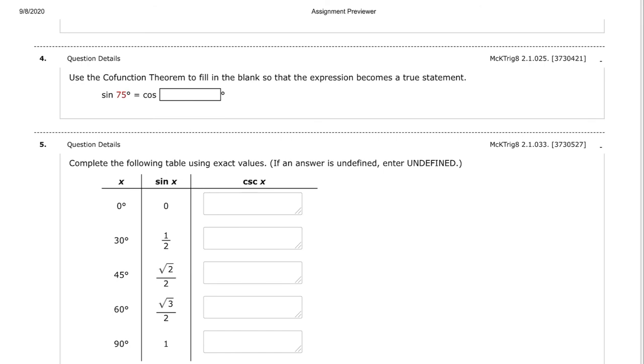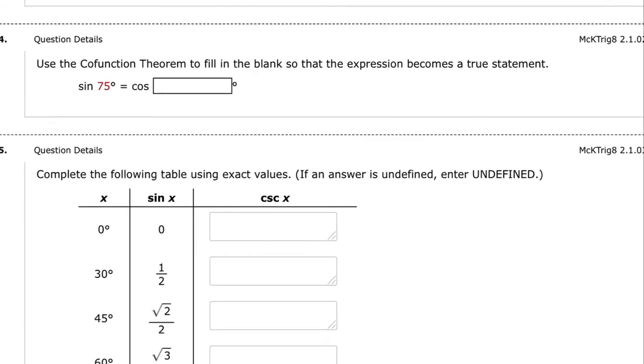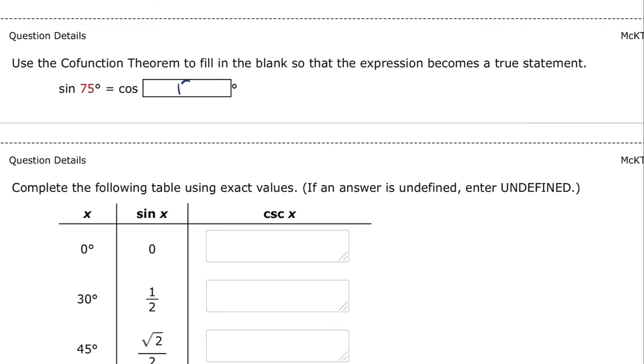For this one, they want us to use a cofunction theorem, which means since we know sine and cosine are cofunctions of one another, we just need to find a complement to 75 degrees, which is 15 degrees.